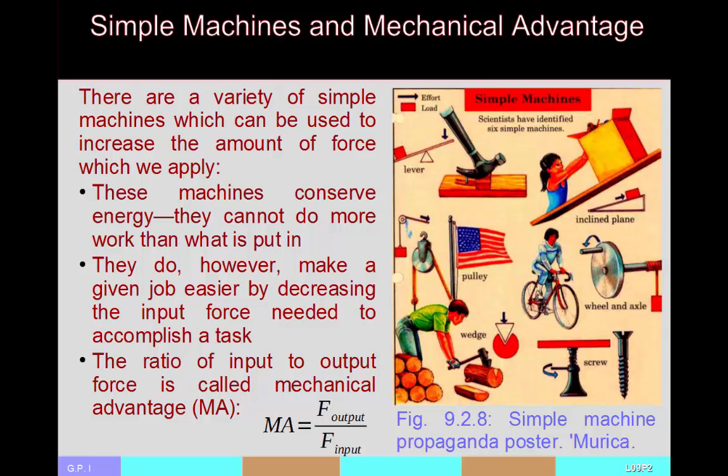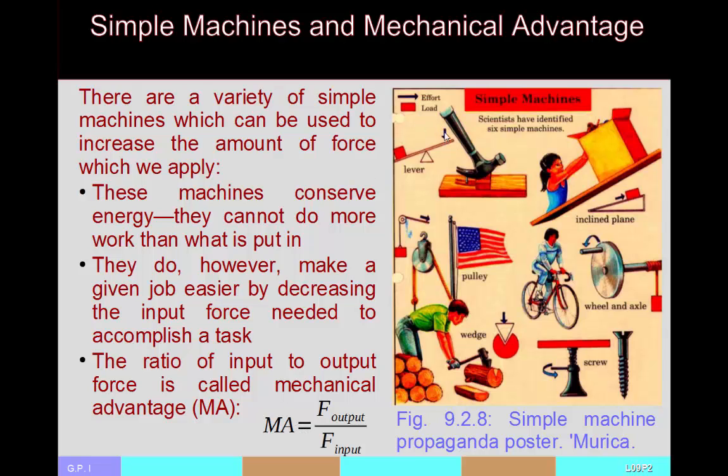Now, the thing is that these machines are going to conserve energy, so they can't do more work than whatever amount of work you put into the system. What they do, however, is make a given job easier by reducing the amount of force that you have to put into the system in order to do a given task. Now, the ratio of input to output force is what's called mechanical advantage.